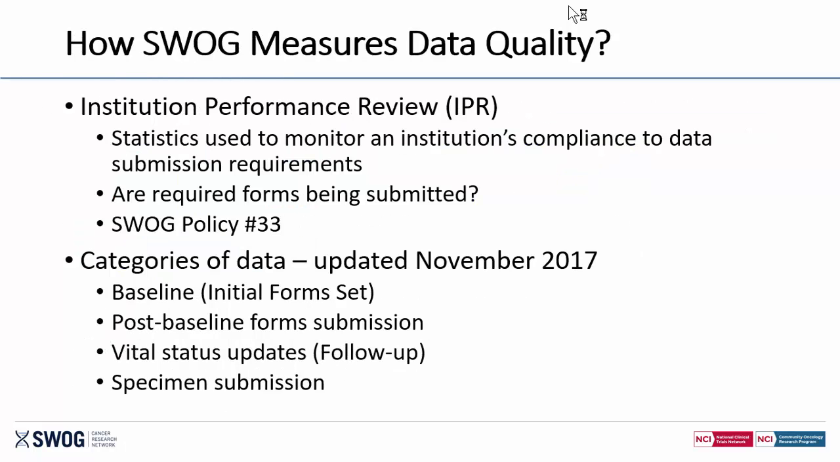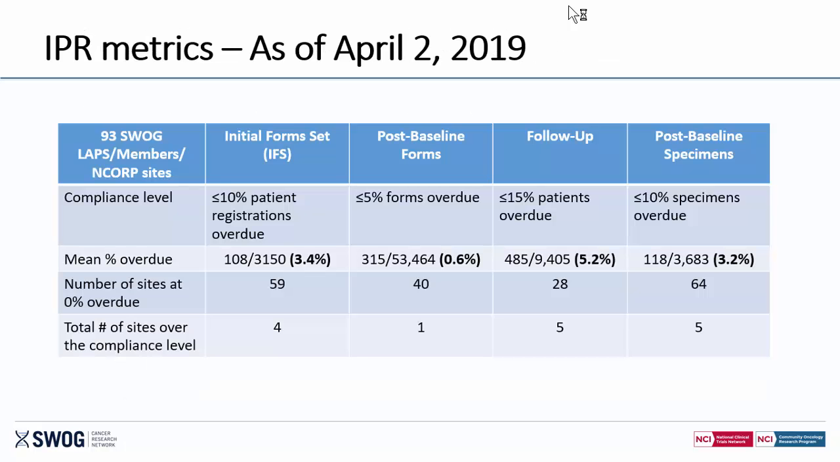Once again, how we measure quality, we use our institutional performance review statistics. We updated the criteria in November of 2017. The two newer measures that we had are post-baseline form submission and specimen submission. I just wanted to give you a snapshot of how the sites overall are doing. You get reports every month that tell you how your individual site is doing, but we don't share with you how you compare to everybody else.